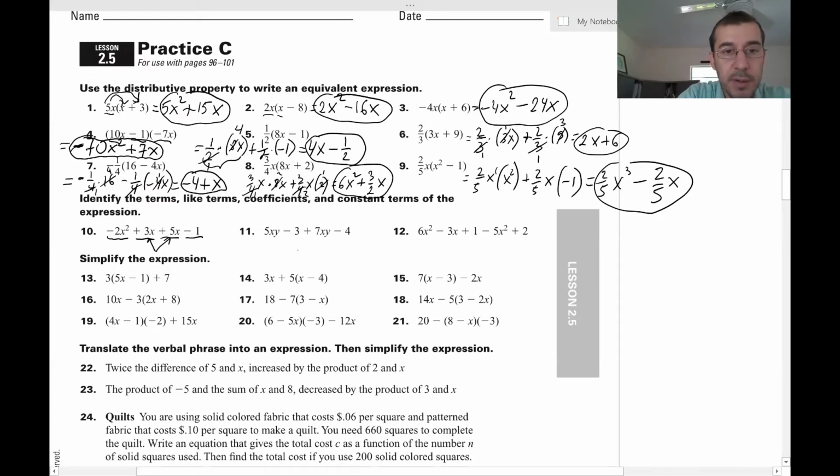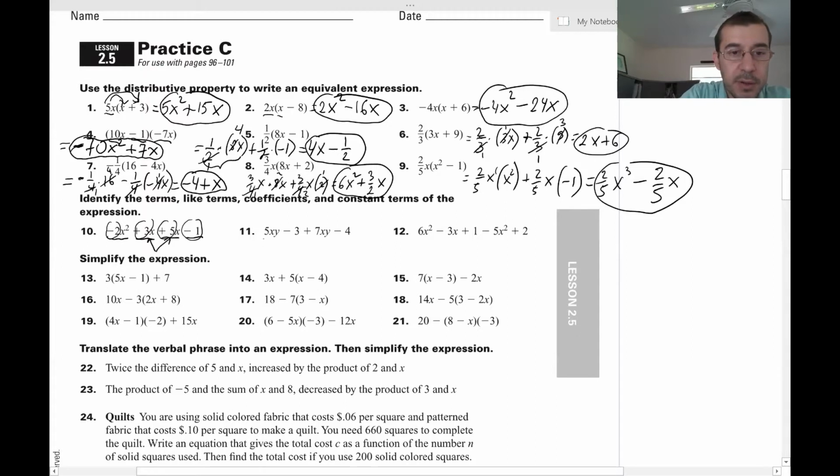Number 11, we said that there are 4 terms, and like terms, there's just one set of like terms. Coefficients, the coefficients are minus 2, plus 3, and plus 5. Basically, the number before the variable part of the term. In constant terms, there's just one constant term, that's minus 1.